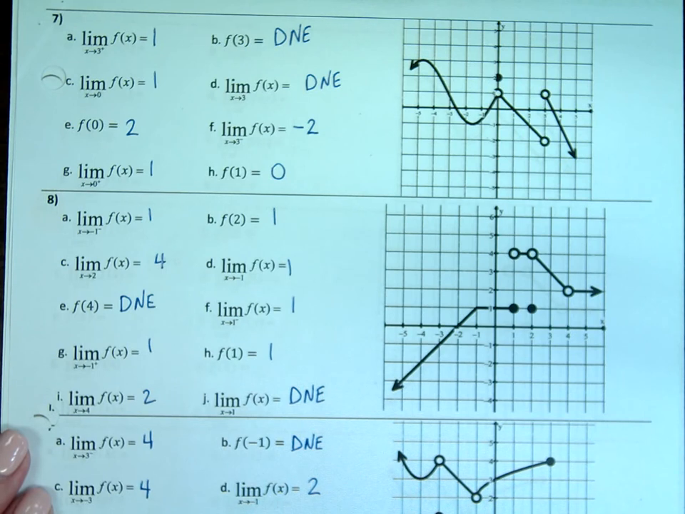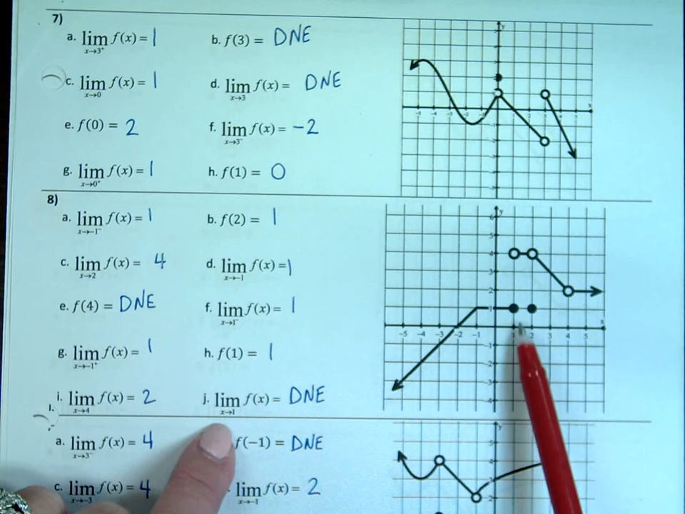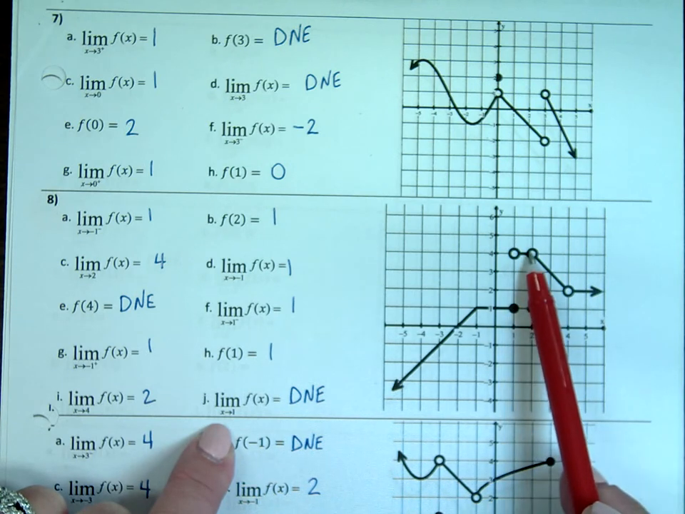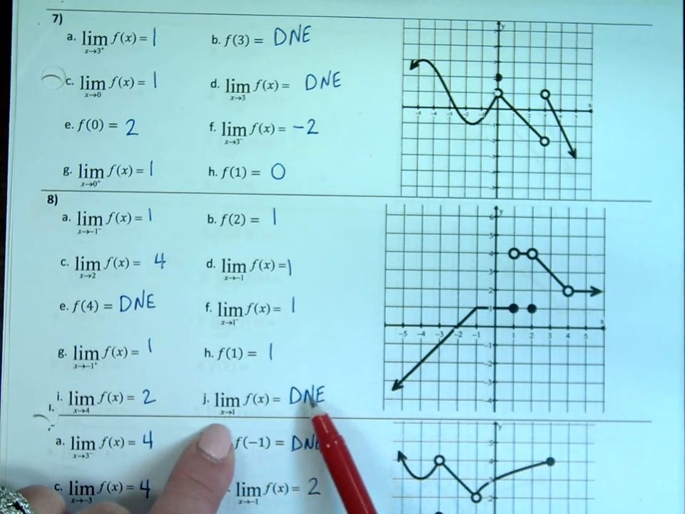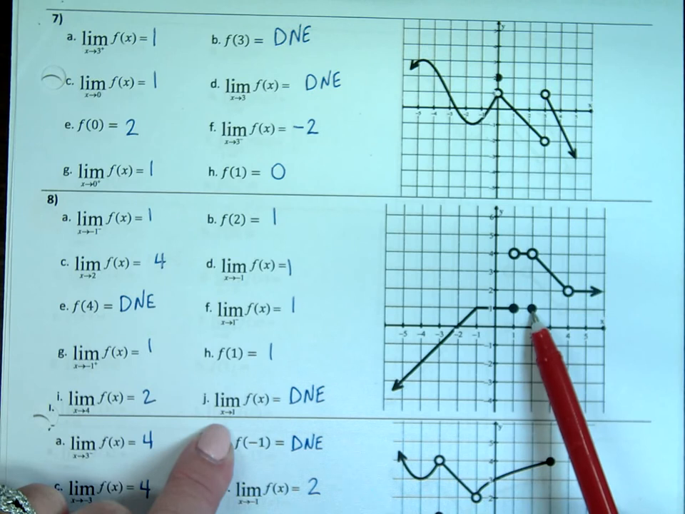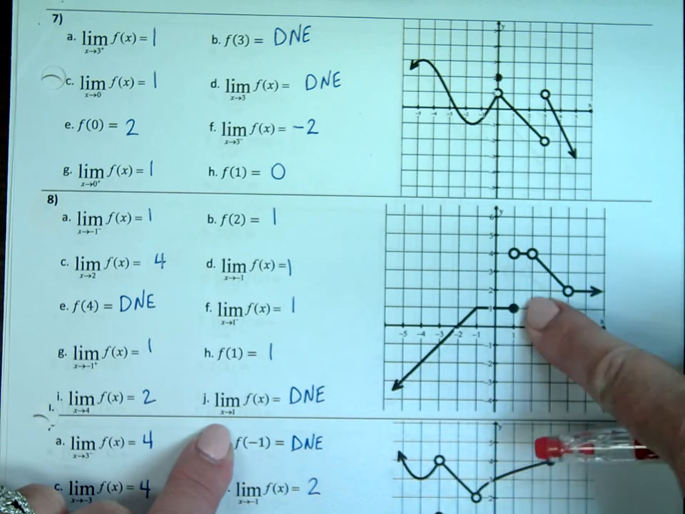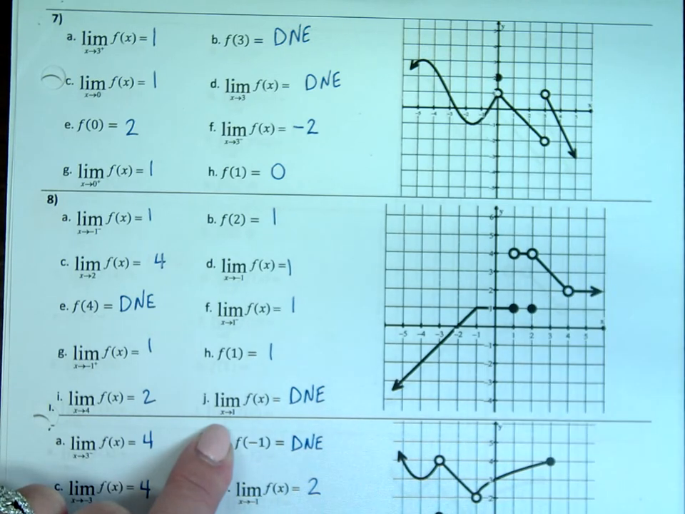J, the limit at 1. So here's 1. I want to come from the left. Well, that's 1. If I come from the right, that's up here. That would be 4. And see how they're not the same y values? It's not approaching the same thing. So that's why J is it doesn't exist. I think this extra little dot here is kind of confusing. You almost want to ignore that guy unless it's a coordinate question. Anything else for 8?